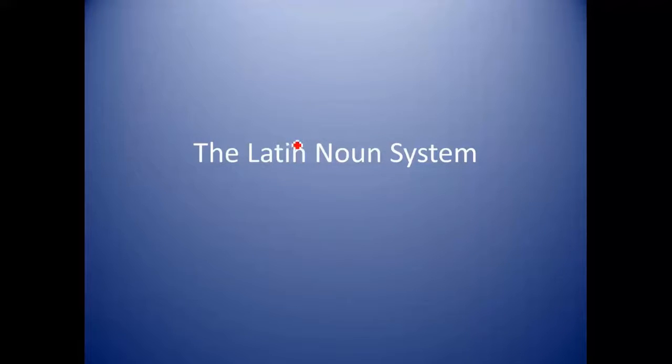Now in English, our noun system depends on word placement. So in the sentence, "the woman gives the man flowers," woman is first, we know she's the subject of the sentence, she's doing the action. And if we change that woman to man, "the man gives flowers to the woman," we know that the man is doing the action. But in Latin, it's a little different.